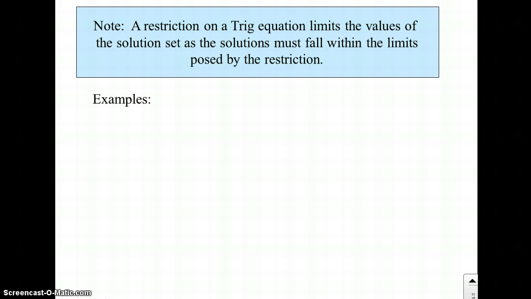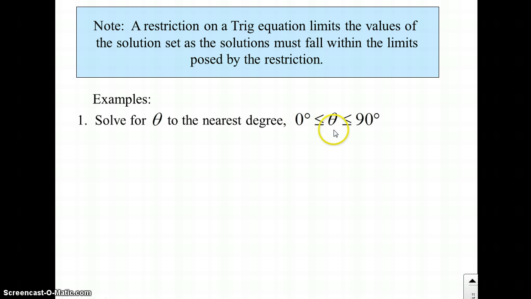So, first example, solve for theta to the nearest degree, and our restriction says theta must be greater than or equal to 0, less than or equal to 90 degrees. That means it's a quadrant 1 solution. So back in grade 10, if you're asked to find the sine of angle theta equals 0.35, you'd use your calculator, you go second function sine of 0.35. You come up with the appropriate angle. Theta would equal 20 degrees to the nearest degree.